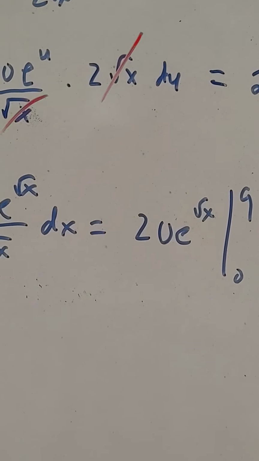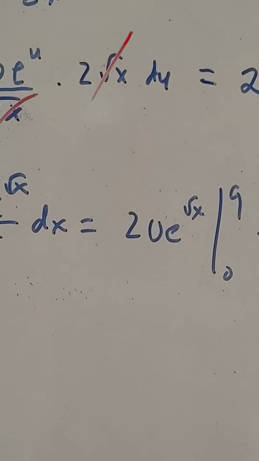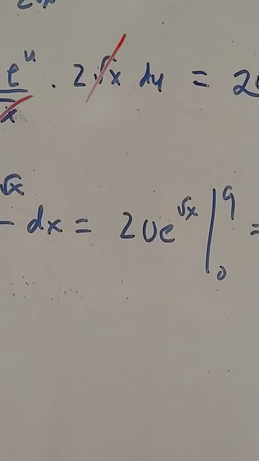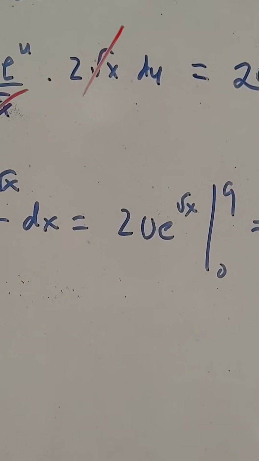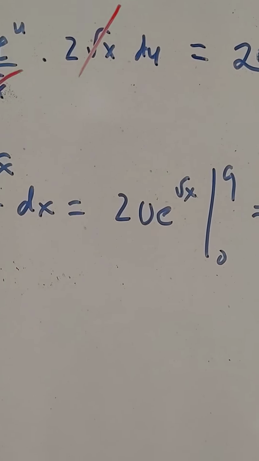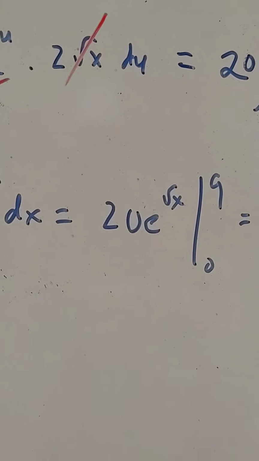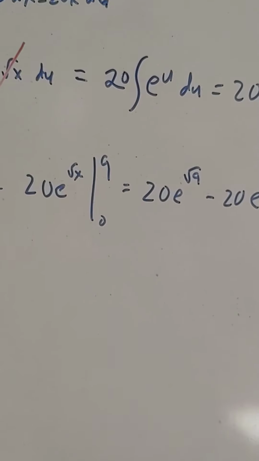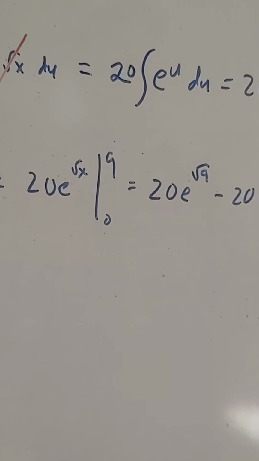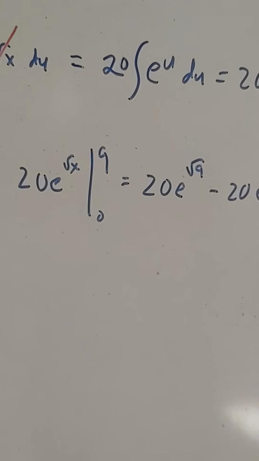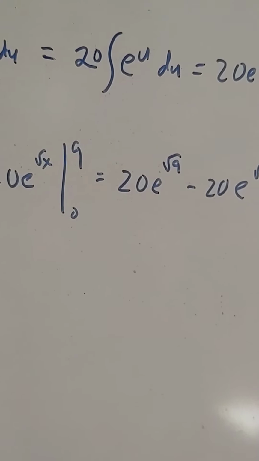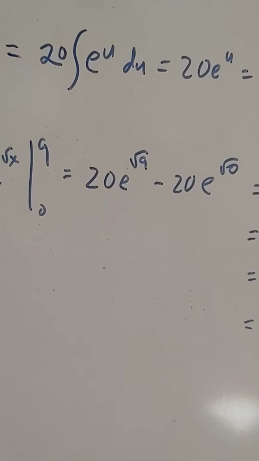So now we pay attention to those limits of integration. Again, to solve a definite integral, first find the antiderivative, and then you evaluate it from your limits of integration, in this case from 0 to 9. Okay, begin with the 9. Wherever you see an x, you write a 9. So this is going to be written as 20 times e raised to the square root of 9 minus, and now you input the lower limit of 0, minus 20e to the square root of 0.